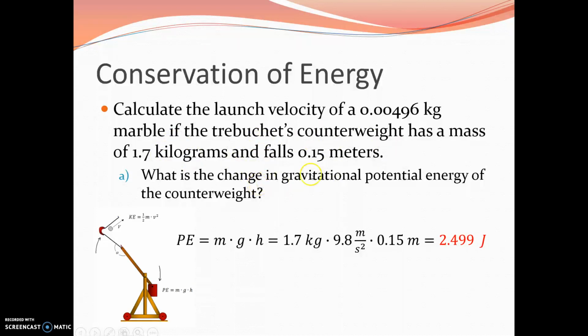The first step in finding this velocity is to find the change in the gravitational potential energy of the counterweight. So use that potential energy equation to solve for the change in potential energy of the counterweight. So mass of the counterweight times this gravity, which is always the same, and it's written on your worksheet, times how far it fell. It fell 0.15 meters. That gives you 2.499 joules. Joules is the unit of energy.